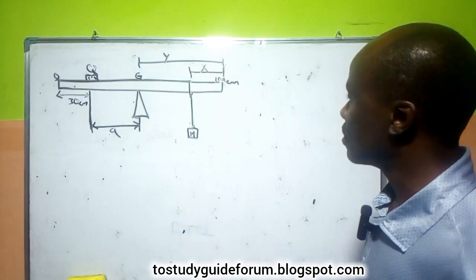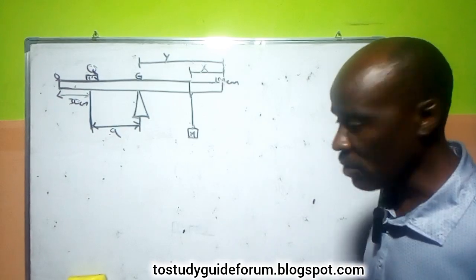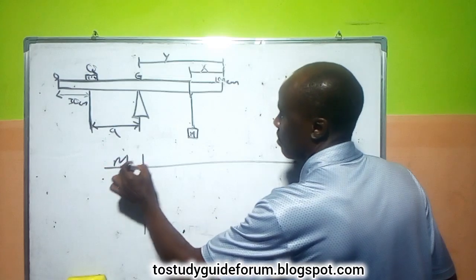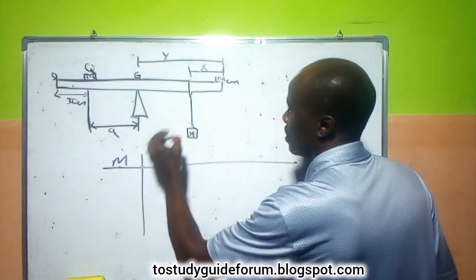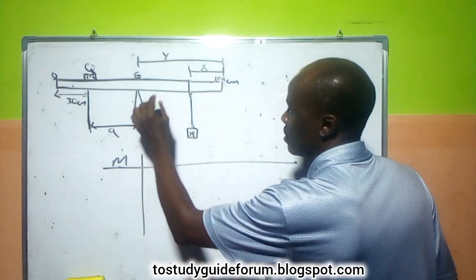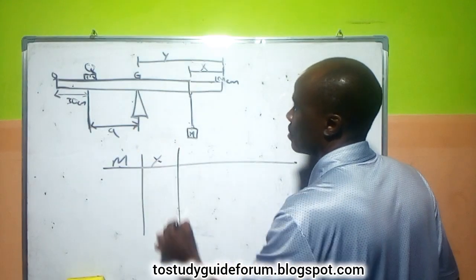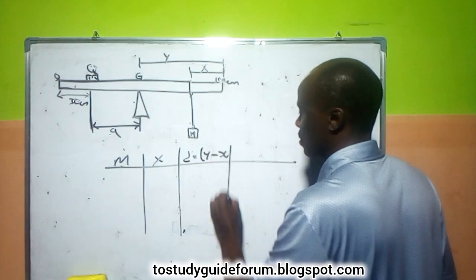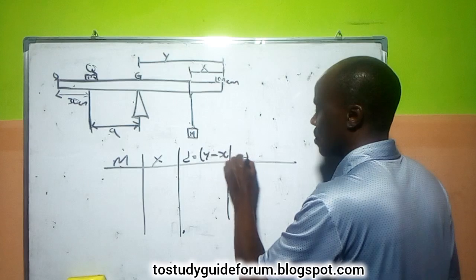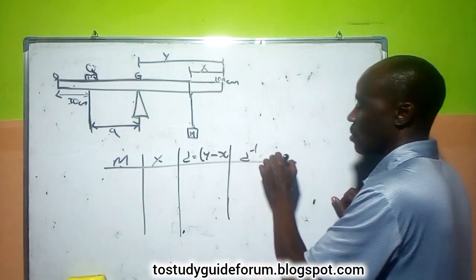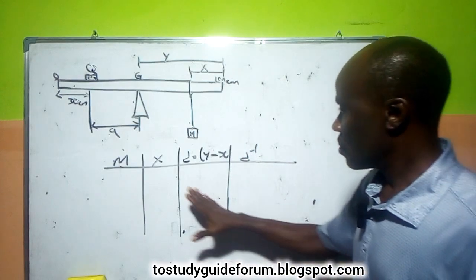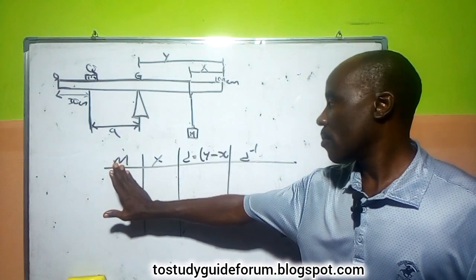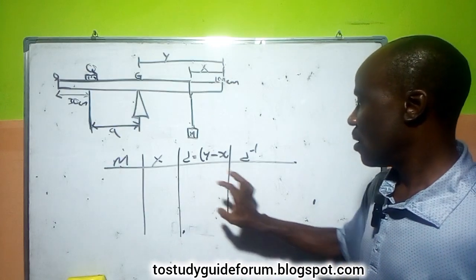In this case, there are some values we're going to be looking at. We'll get the mass. The next one we'll get is x. Then we can calculate d, which will be equal to y minus x. Then this d again, we can also look at d inverse. So with this, we're likely to be plotting a graph of mass against d, or d inverse.